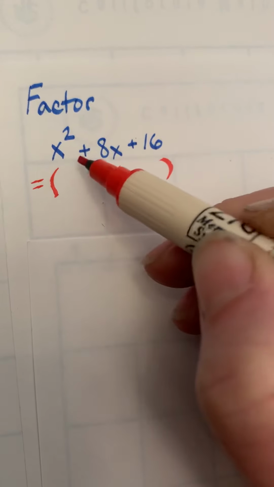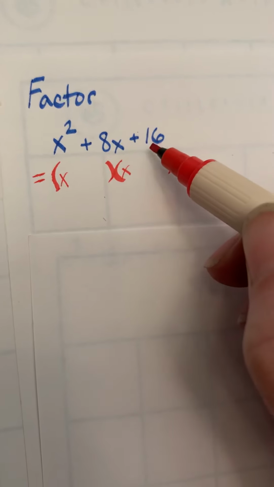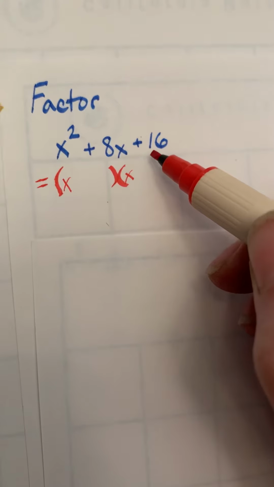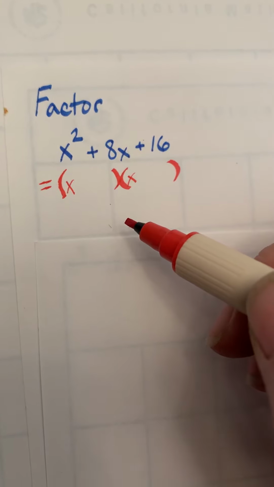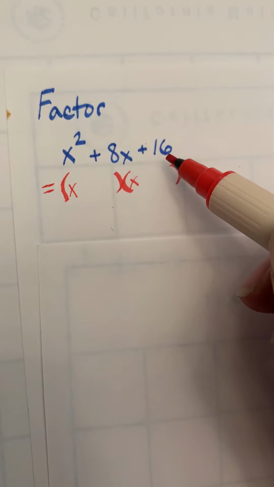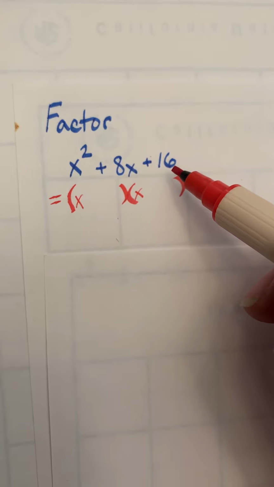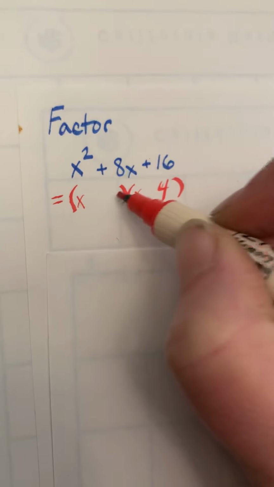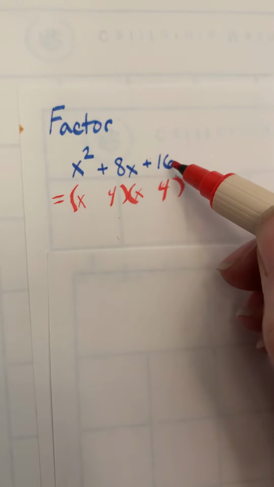x times x will give me my x squared. We're looking for two numbers to multiply to give us a positive 16. And then we'll end up having to also get our positive 8x. We'll worry about that in a second. So positive 16, we can have 1 and 16, 2 and 8, 4 and 4. We're going to use 4 and 4. 4 times 4 does give me the 16.